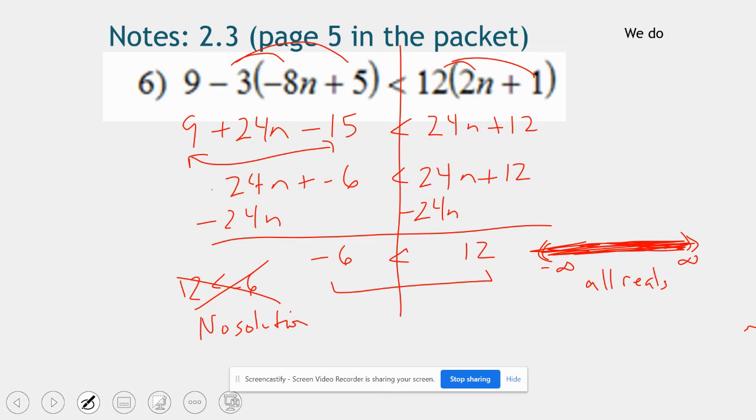That's all the notes. You will do some practice problems and more examples in class.